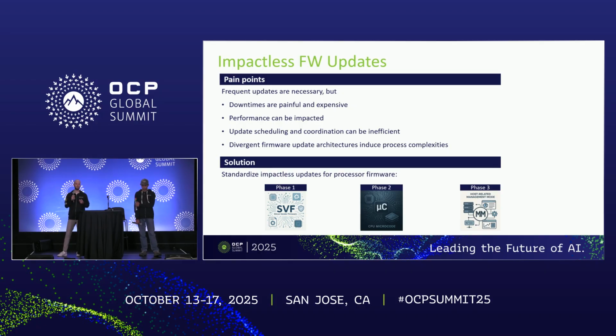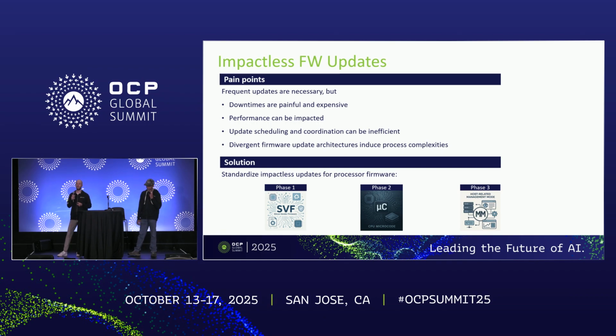So that's really where our impactless firmware update solution comes in and helps us as hyperscalers and suppliers build a better solution. We've decided to standardize this in both an in-band and out-of-band way. And we're standardizing this across three main phases. The first phase is live today in our specification, and that's the silicon vendor firmware, right? The second phase is microcode.